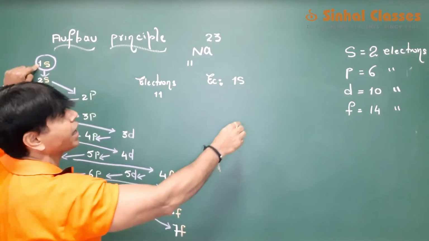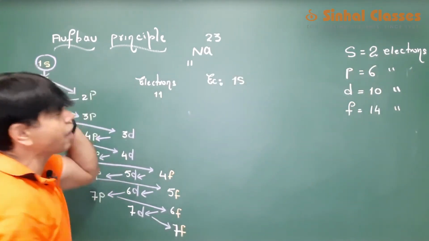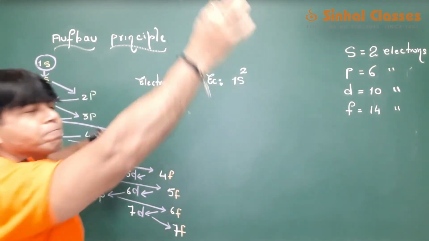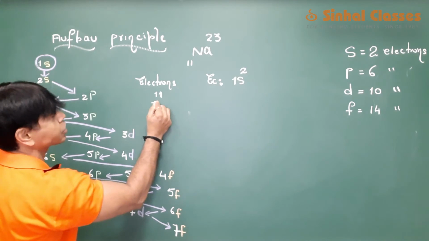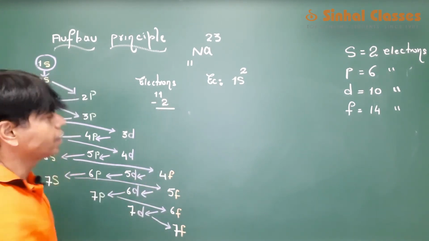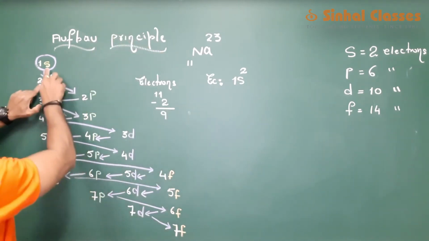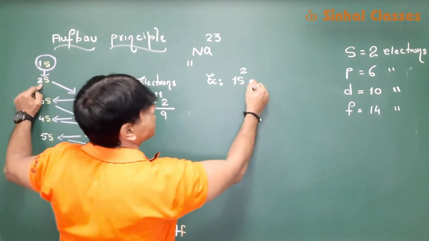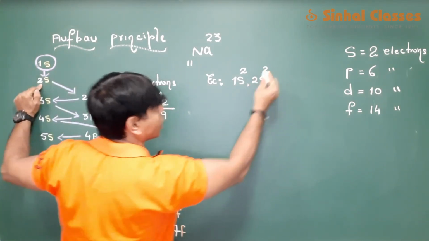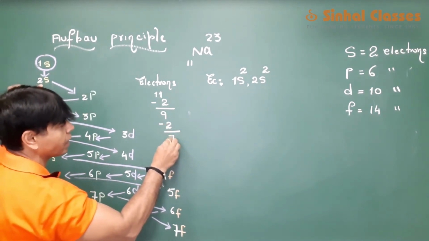1s. What did I say? S can accommodate only 2 electrons. So out of 11 electrons, 2 electrons will go in S. So out of 11 electrons, 2 electrons gone. Remaining will be 9 electrons. Now, next is 2s. S again 2 electrons gone. So out of 9, 2 electrons gone. Remaining now 7.